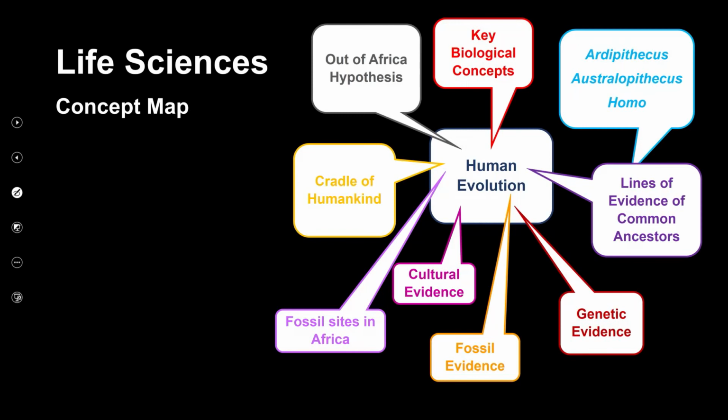Okay, so we have had a look at our key concepts. We've had a look at the different human ancestors or hominins. We've had a look at how they evolved. We looked at genetic evidence, fossil evidence, and cultural evidence. We looked at the fossil sites, which are very important in Africa. We looked at the cradle of humankind, which you need to know. And now what we're going to look at specifically is the out of Africa hypothesis.